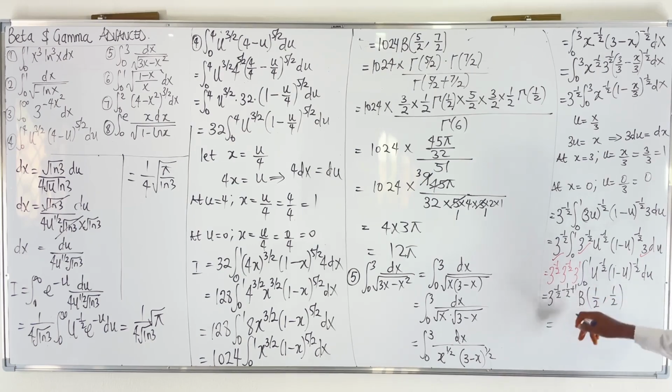Now, how do we express this beta part? This will be the gamma of 1 over 2, gamma of 1 over 2, divided by gamma of 1 over 2 plus 1 over 2.